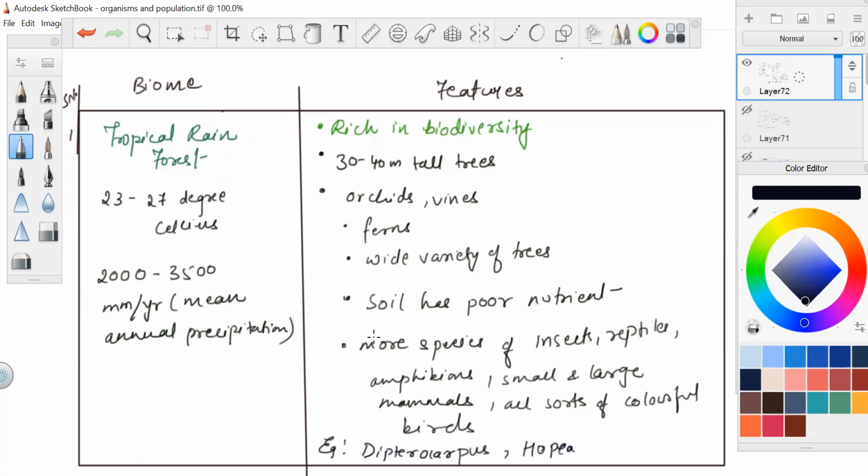Done, all of you? Just a second. This is tropical rainforest. Okay.